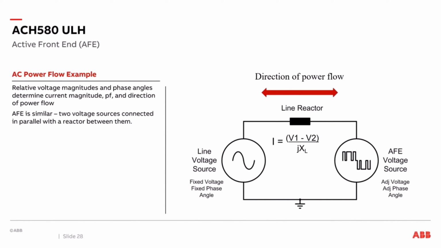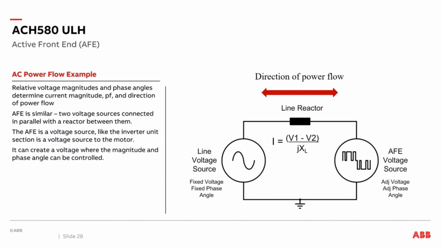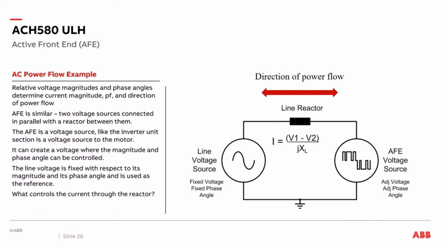The active front end is similar to two voltage sources connected in parallel with a reactor between them, as shown on the right. The active front end is a voltage source, like the inverter unit is a voltage source to the motor. It can create a voltage where the magnitude and phase angle can be controlled. The line voltage is fixed with respect to its magnitude and phase angle and is used as the reference. So what controls the current through a reactor?